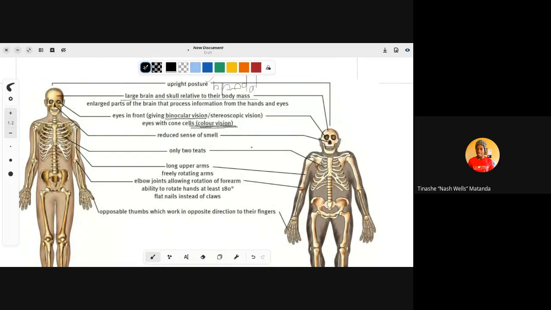Okay, we have a reduced sense of smell. We're not like dogs. Both of us and the primates, we have a reduced sense of smell. We do not have that powerful smell that dogs have. Similarity with the primates as well.